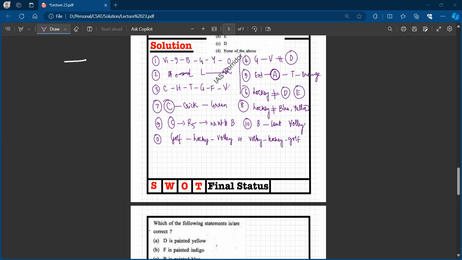The inferences that we have got here, just a minute. See, the first one says color VIVGOY. A is at the extreme right. We have got a statement that A is at the extreme right. Clear? Now, if A is at the extreme right, this one, A is at the extreme right.